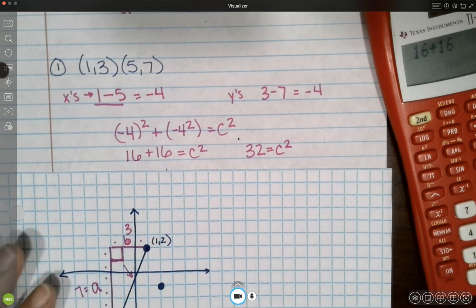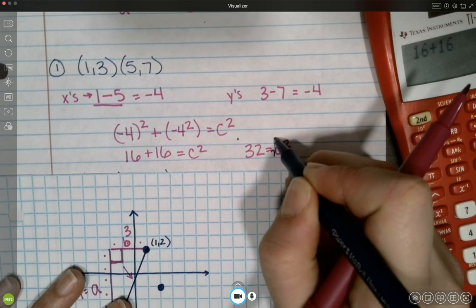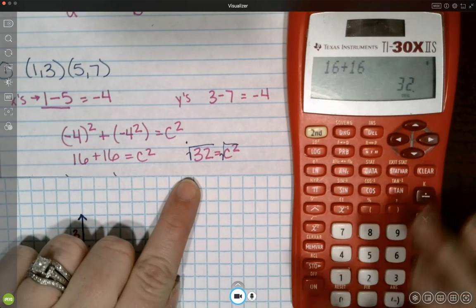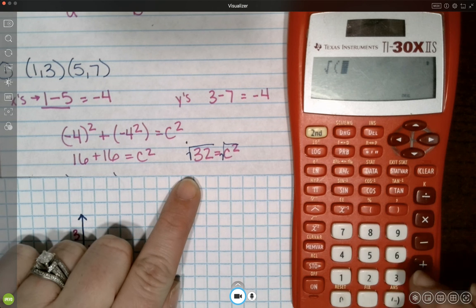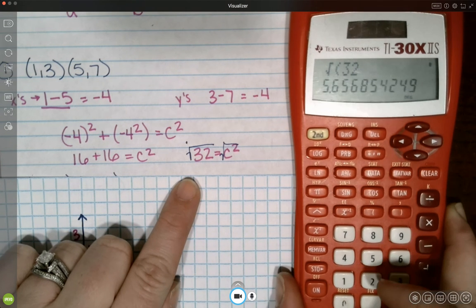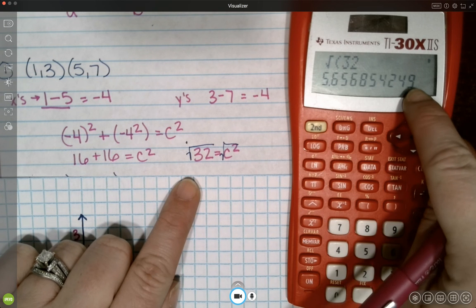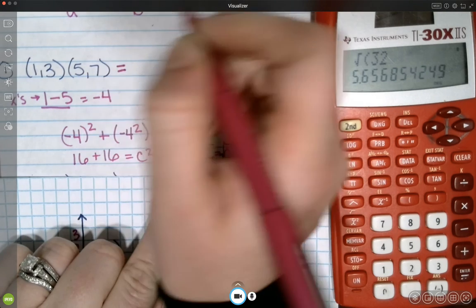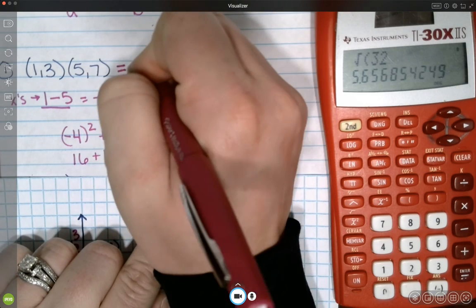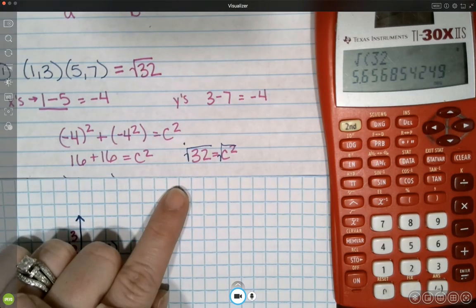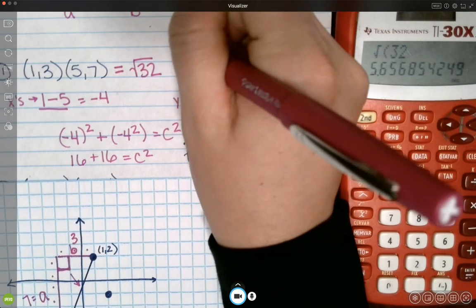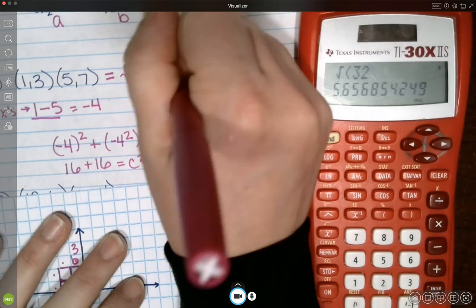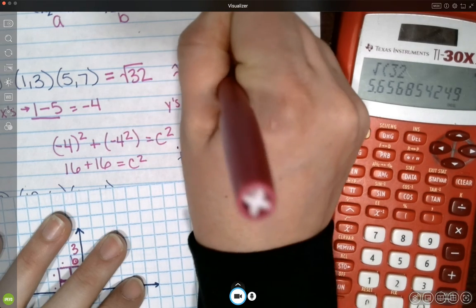And now I'm going to take the square root because I have to cancel out my squared. Now remember, 32 is not perfect. So if I type this into my calculator, second x squared, 32, I would get an irrational number, a number that never repeats, never terminates. So the actual answer to this, the distance between these 2 points, is the square root of 32. We can then say that it is approximately, and I could use this value, it's approximately 5.66.